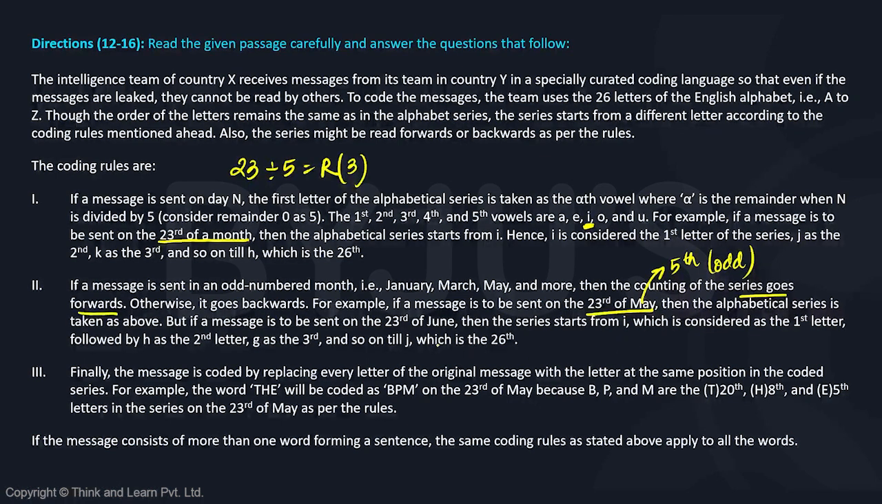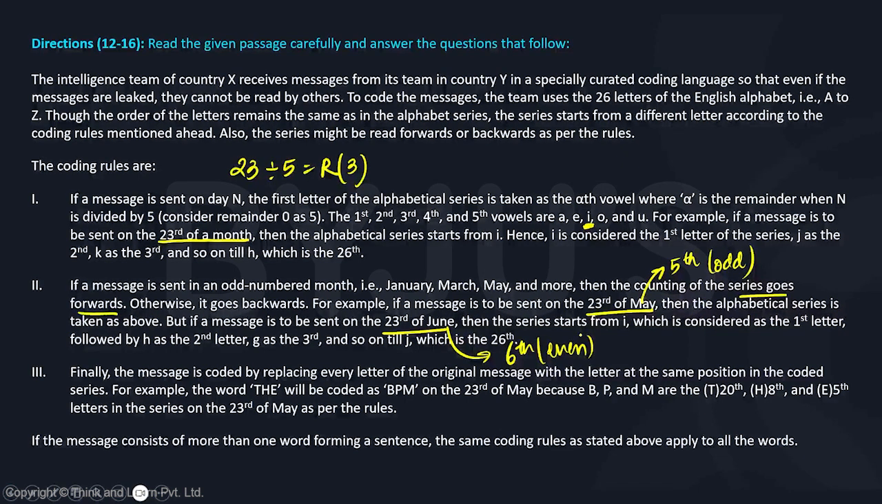If it is going to be 23rd of June, and June is our 6th month of the year, which is even, so it won't be treated I, J, K, L. It has to be read in the opposite direction. So I, H, G, and so on.